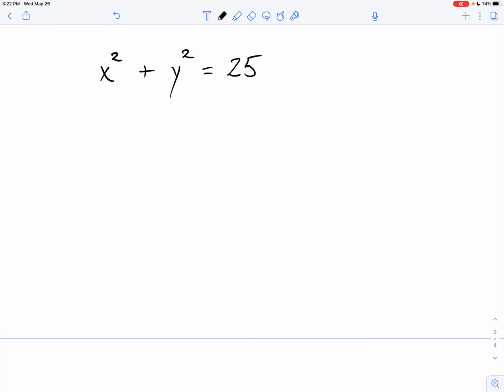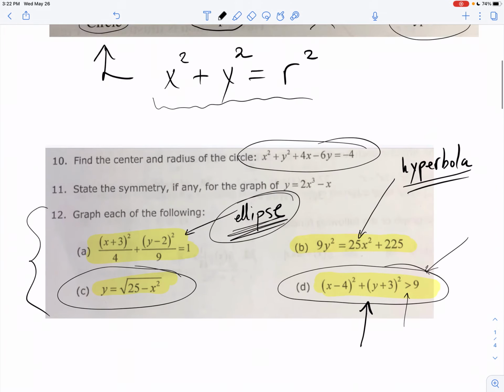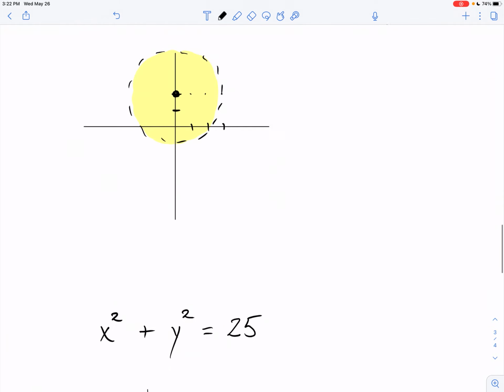Well, you would say to me, hey, didn't we just sketch something like that? Isn't that just a circle with a radius of 5 and a center at the origin? Isn't that what it is? Yes, it is. But come on, it doesn't look like this. Well, let's get it to look like that. So how would I do that?